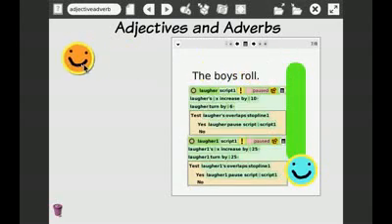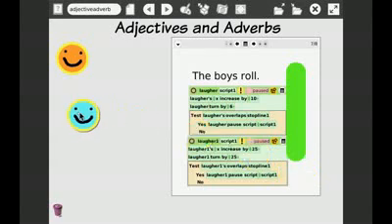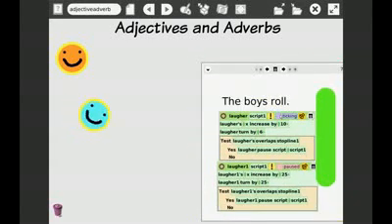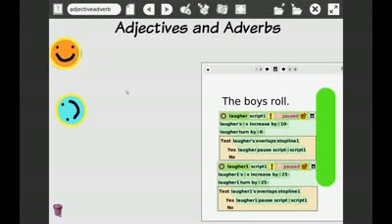Now let's talk about adverbs. Adverbs describe verbs. These guys are going to roll. Off he goes, rolling around. And then put him back. And this guy is also going to roll. Those are slightly different speeds. So we need to talk about how these guys are going to roll, roll being a verb. It's an action.